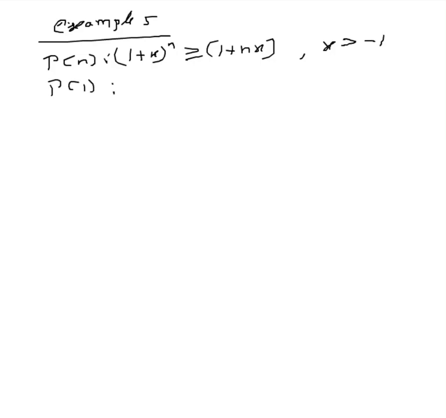Let us first show that P of 1 is true. Substitute n as 1. So 1 plus x is greater than or equal to 1 plus x. We have an equal to sign. Therefore, we can say that P of 1 is true. Let P of k be true.